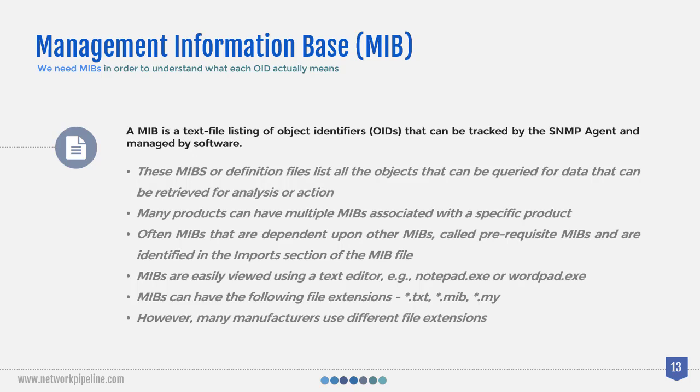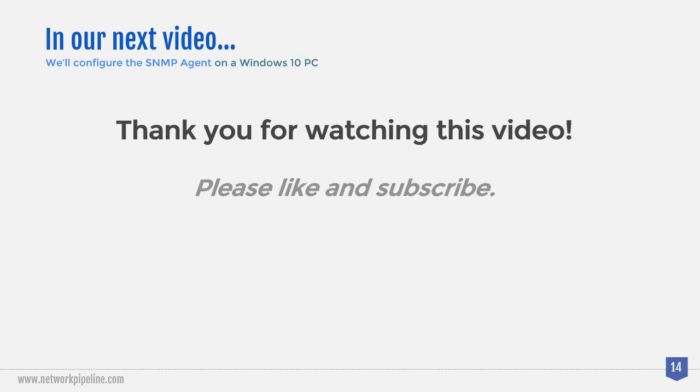Once we've backed up our MIBs and transferred them into the monitoring software, we can then go ahead and set up monitors to check the responses of the OIDs that we select and alert us when something is wrong. In our next video, we're going to show you how to configure the SNMP agent on a Windows 10 device. Stay tuned for new videos with more helpful hints and instructions for network monitoring.